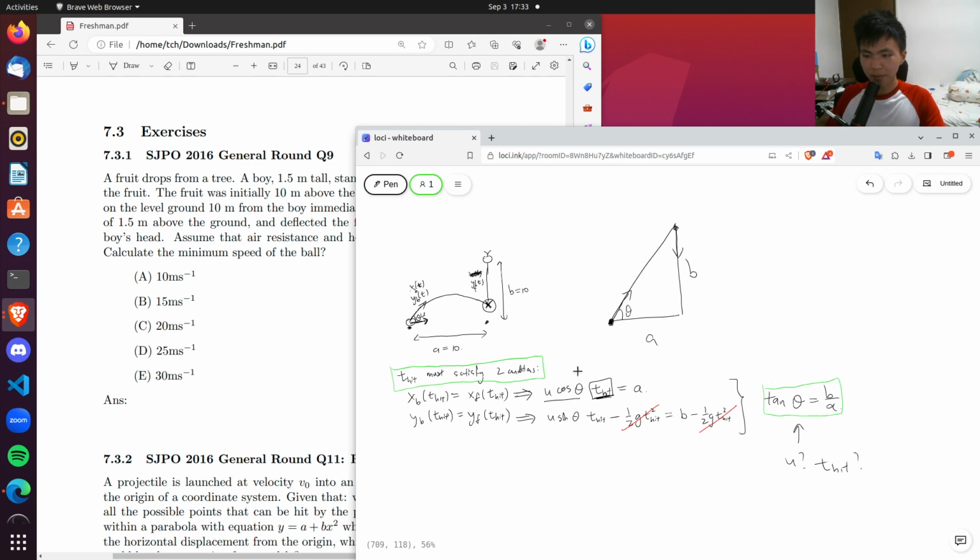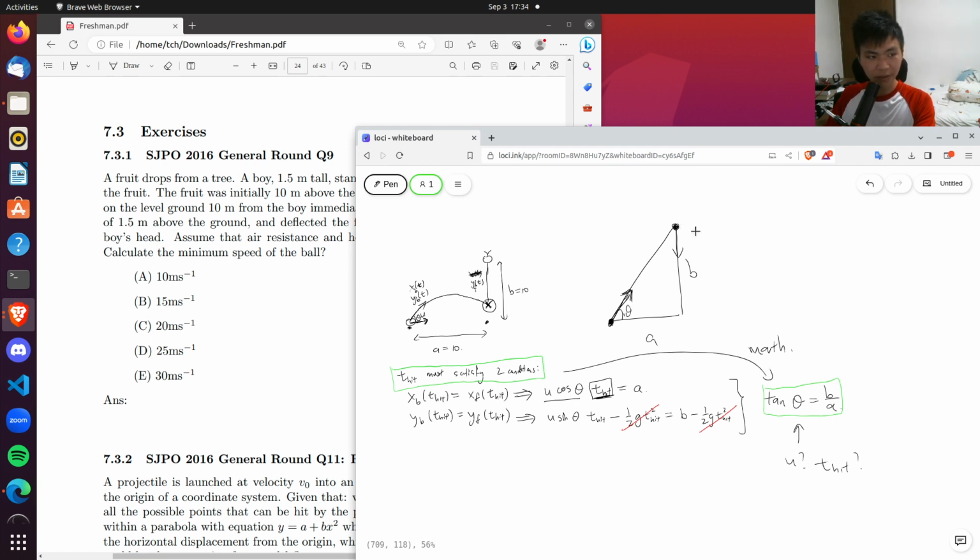So we have done the math, right? This is the math. But the geometric intuition is that tangent theta must be equal to the height of the fruit divided by the distance between the ball and the boy's head, b over a. And if we draw it on the diagram, we see that it is precisely this angle of the triangle that is made by b and a. So in other words, if you are the woman trying to throw the ball to hit the fruit, the moment you let go of the ball, you should be aiming the ball at the fruit over here.